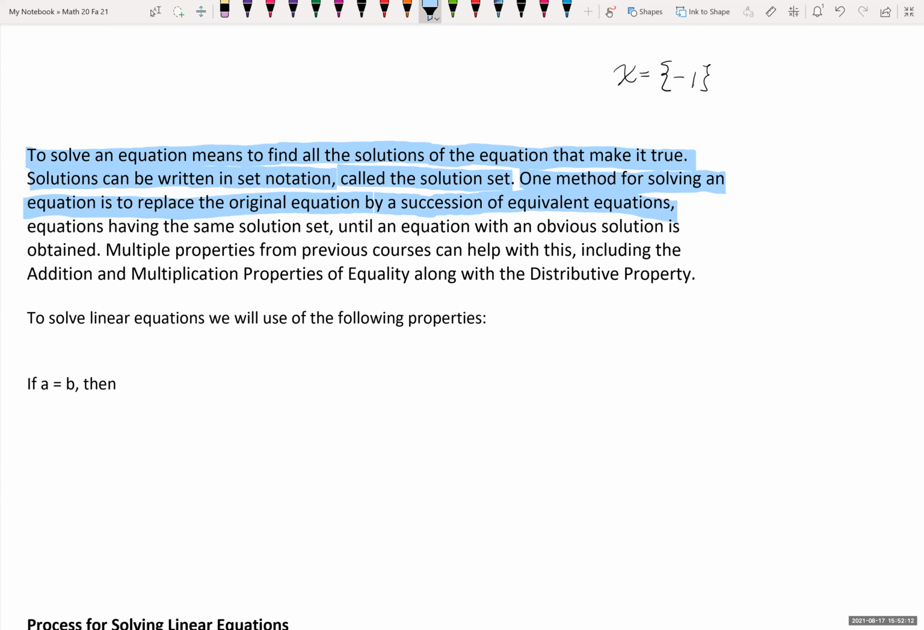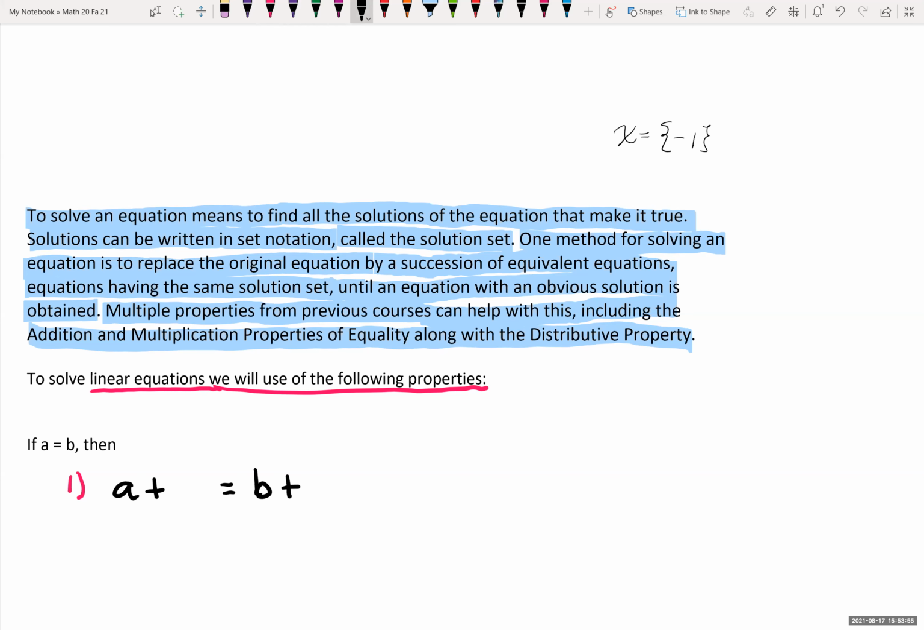If we know that A is equal to B, then we have this addition property that says A plus C equals B plus C, as long as we're adding the same thing to both sides of the equation. It's equivalent. So what we do to one side, we got to do to the other side. That works for addition or subtraction, so plus or minus.